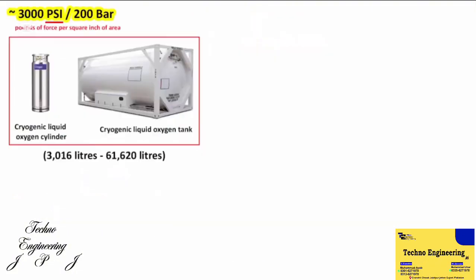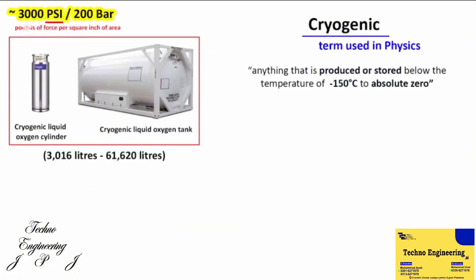The reason these tanks are called cryogenic tanks is because the term cryogenic is used for anything that is produced or stored below the temperature of -150 degrees Celsius to absolute zero. Absolute zero is referred to as minus 270 degrees Celsius. The reason it is called absolute zero is because no object in this world can be cooled below minus 270 degrees Celsius, because it is believed that there is no heat energy left in a substance below this temperature.